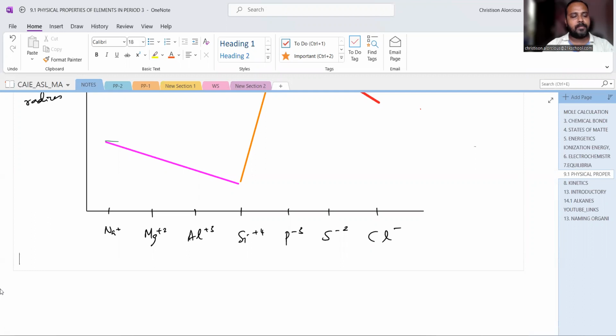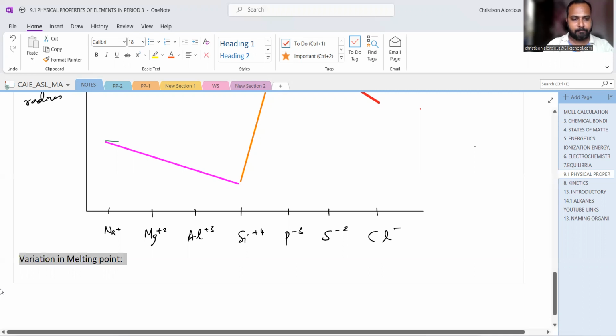We've already seen variation in atomic and ionic radii across period 3. The next physical quantity that we're going to talk about is the variation in melting point. Okay, variation in melting point across period 3.